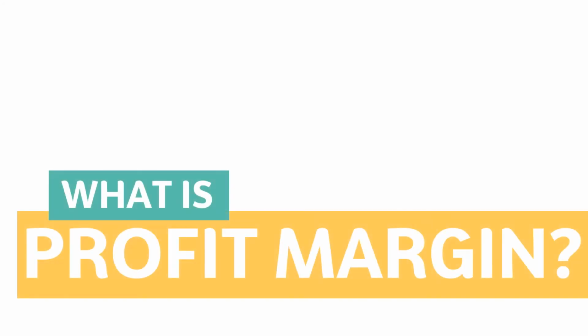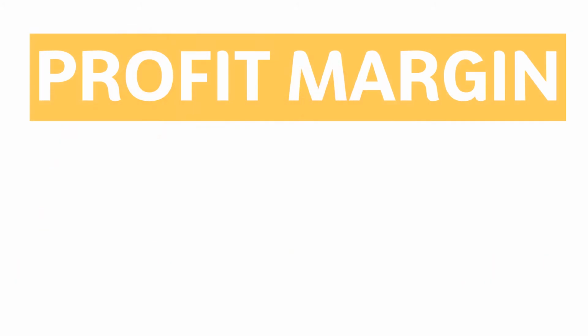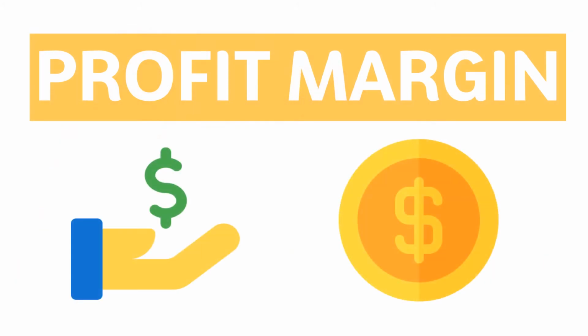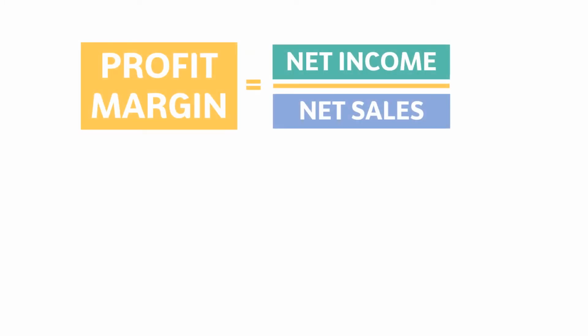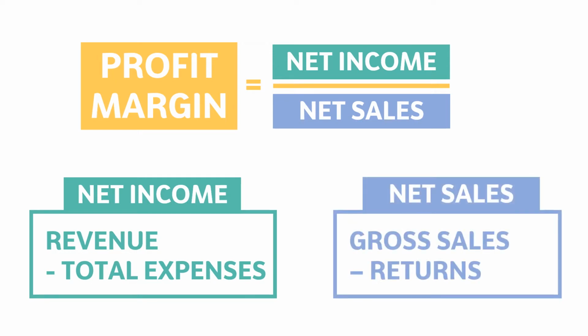What is profit margin? Profit margin is a profitability ratio that measures the amount of net income earned with every dollar of sales generated. The profit margin can be calculated by dividing the net income by net sales. Net income of a company can be calculated by subtracting the total expenses of a company, which includes the operating cost and tax expenses, from the company's total revenue. Net sales can be calculated by subtracting any returns or refunds from the gross sales.